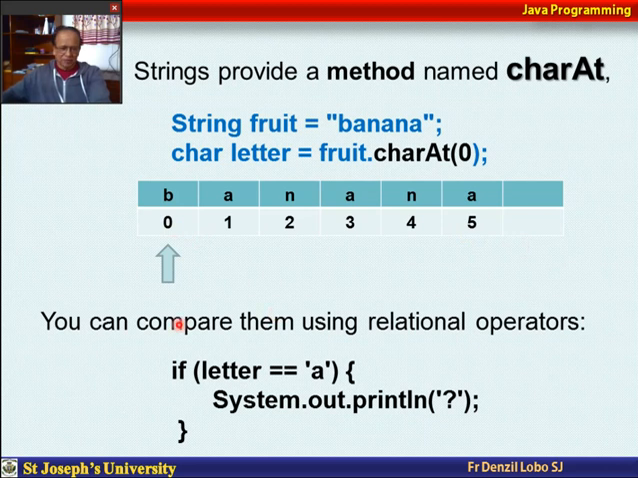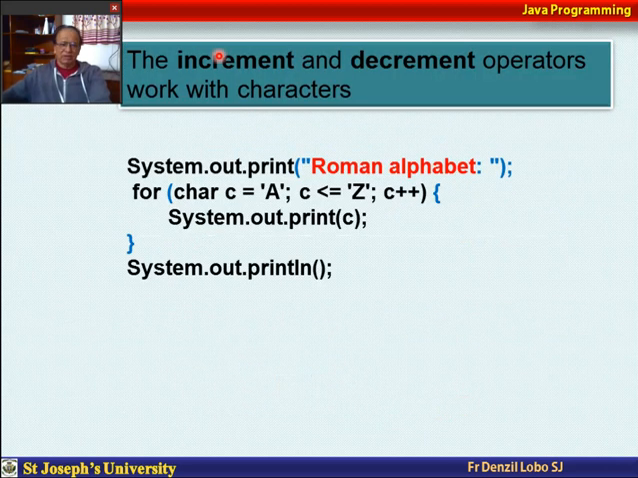Here I can also ask if the letter is equal to A, and it can print a question mark. So increment and decrement operators also work with characters. For example, this prints the Roman alphabet starting from A to Z. So while character c is less than or equal to capital Z, c++. So A is there, then it becomes B, C, etc. It goes because it adds 1. A plus 1 will be B, plus 1 is equal to C, etc. Therefore, it is going to print all the letters starting from A to Z in caps.